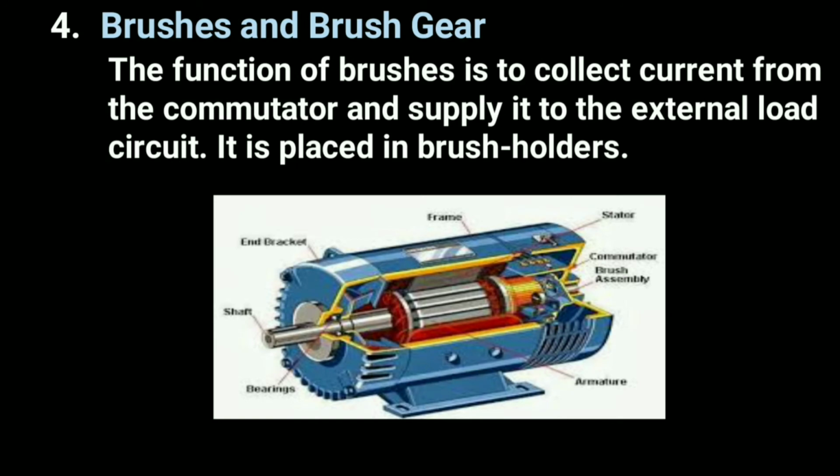Fourth, brushes and brush gear. The function of brushes is to collect current from the commutator and supply it to the external load circuit. They are placed in brush holders, and the DC machine looks like this, as you can see in this picture.